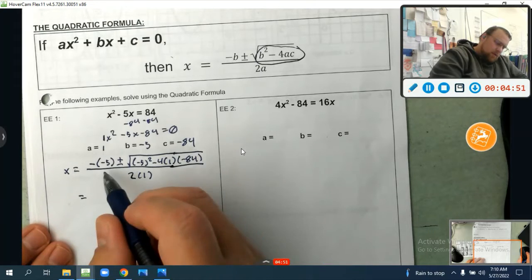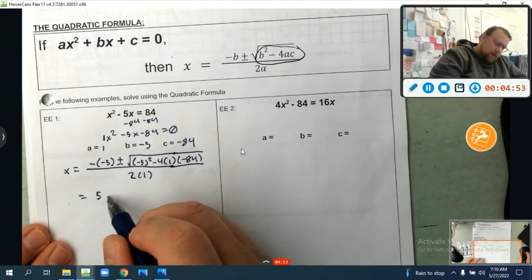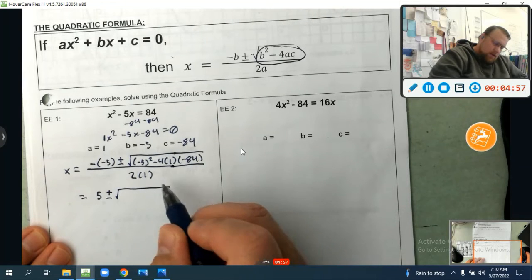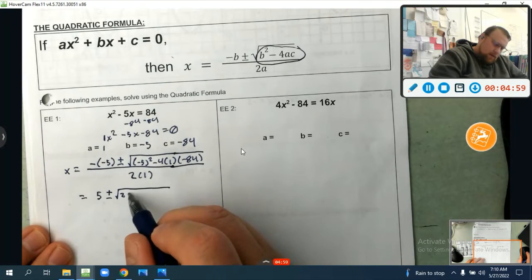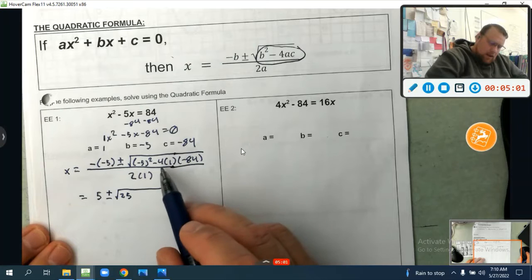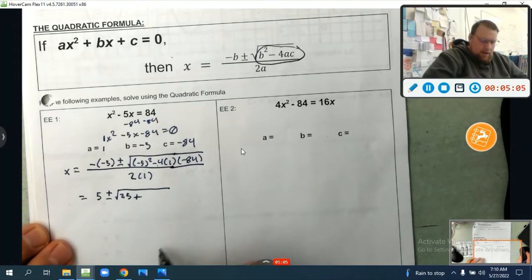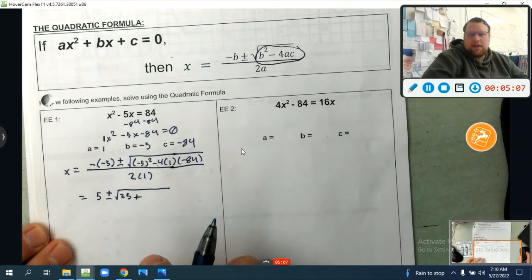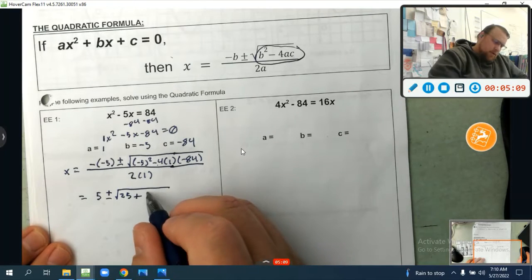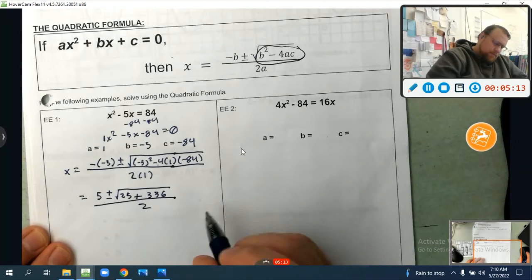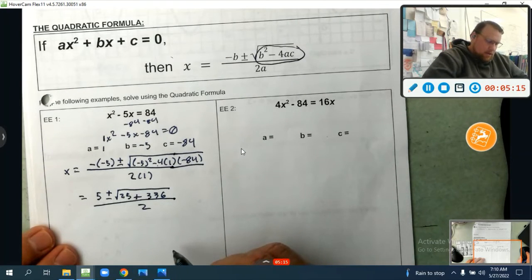It's going to equal positive 5, right? 2 negatives make a positive, plus or minus the square root of, that's going to be 25. And then, let's see, there's a minus minus, so it's going to be plus. 4 times 84 is what? 320 plus 16. So 336 all over 2. And let's see what this is.